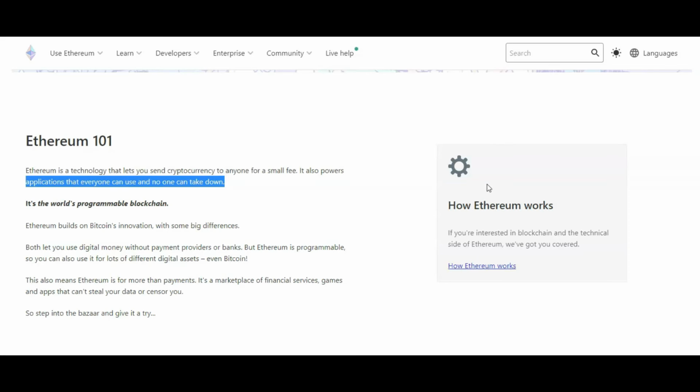But Ethereum, I'm reading this right here, the Bitcoin and Ethereum networks both let you use digital money without payment providers or banks, but Ethereum is programmable so that you could also use it for lots of other digital assets, okay? As I was just describing to you, being able to build other applications, dApps, decentralized apps on the network, and smart contracts. So like I'm saying, this means that Ethereum is more than just for payments. It's a marketplace of financial services, games, and applications to use, okay?